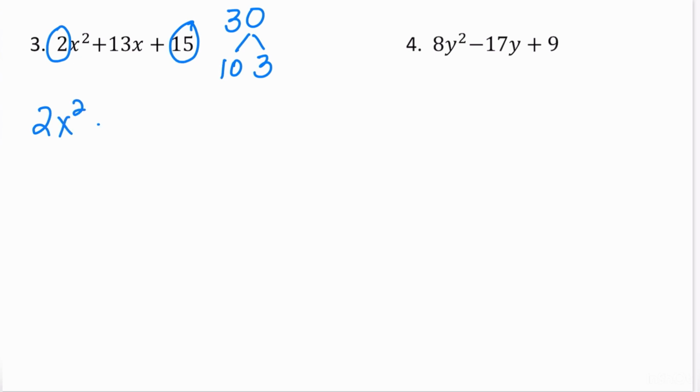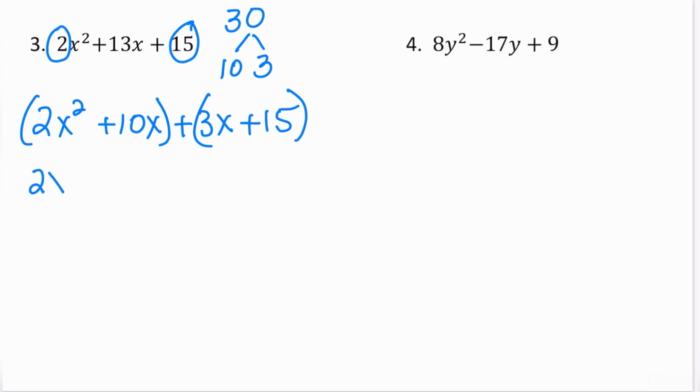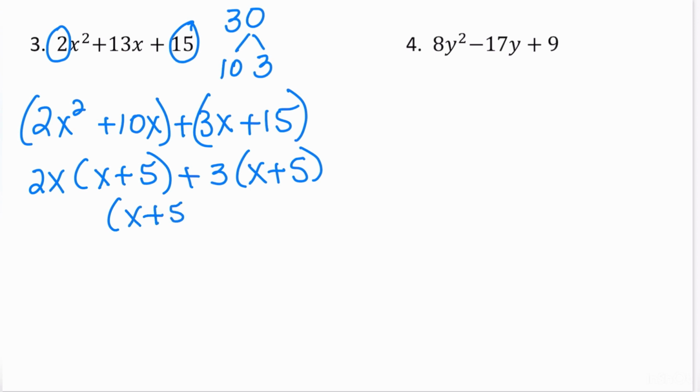Rewrite the problem. 2x squared plus 10x plus 3x plus 15. Group the first two. Group the last two. So then GCF is 2x. You're left with x plus 5 plus 3 times x plus 5. And now it's x plus 5 times 2x plus 3. And that's it. That's my final answer.